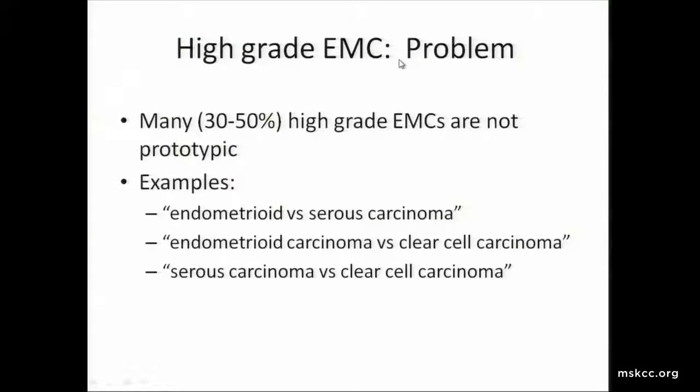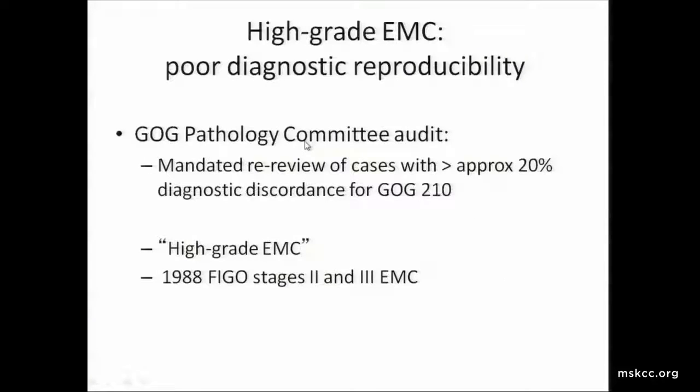So what I've shown you up to this point are prototypic examples and generalizations about high-grade endometrial cancer, but really the problem and the main reason why I'm presenting this information is that between 30 and 50% of high-grade endometrial carcinomas are not prototypic, and this leads to significant problems in inter-observer variability and accurate diagnosis.